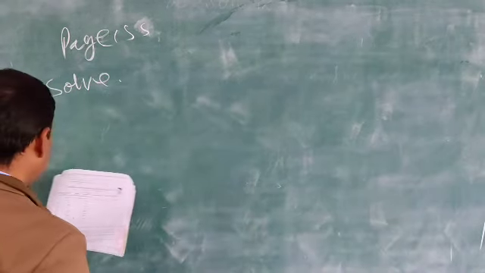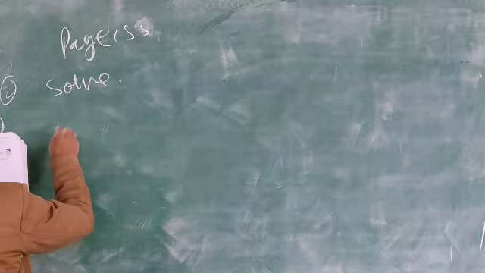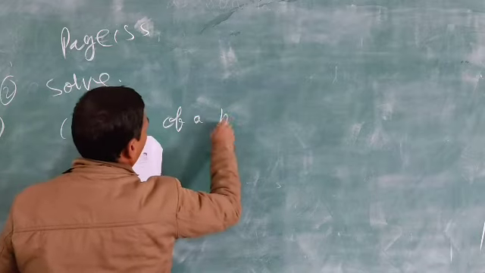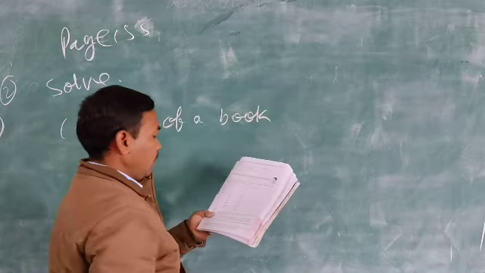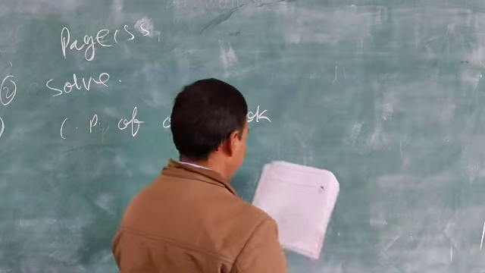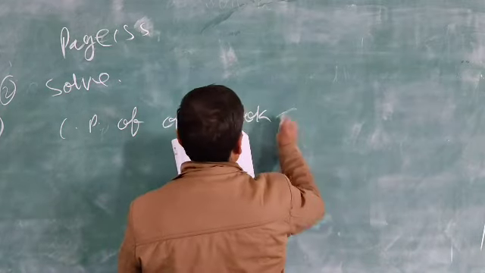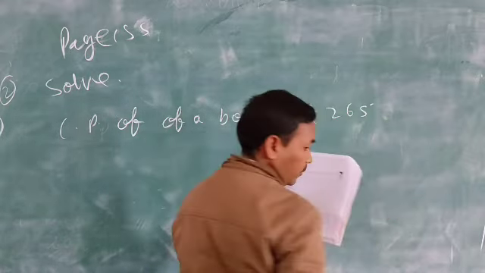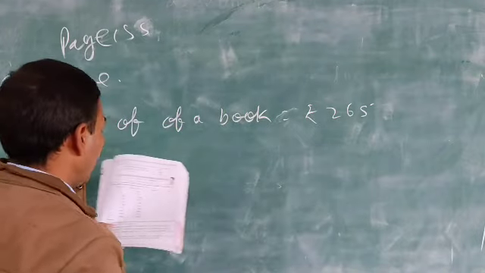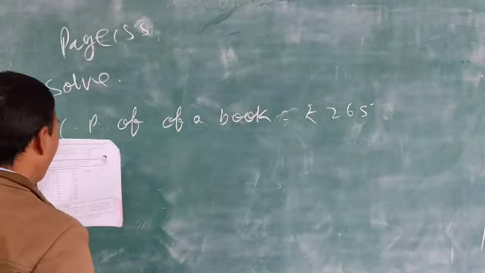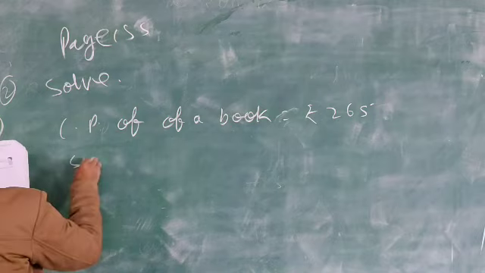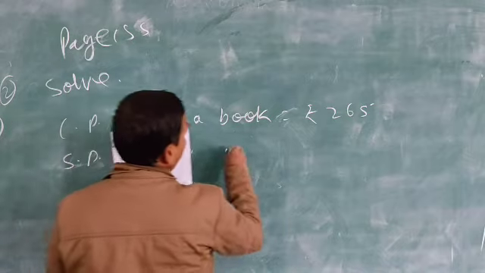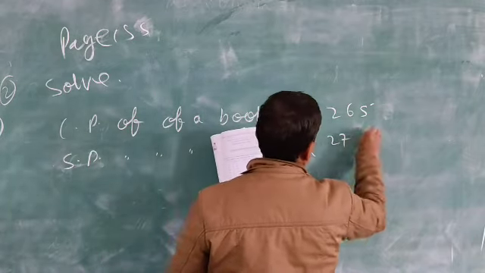So first mention here the cost price and selling price of a book. CP or cost price of a book, which is bought by a bookseller, is rupees 265. And the selling price at which the bookseller sells this book is rupees 276, that is, SP of a book is 276.